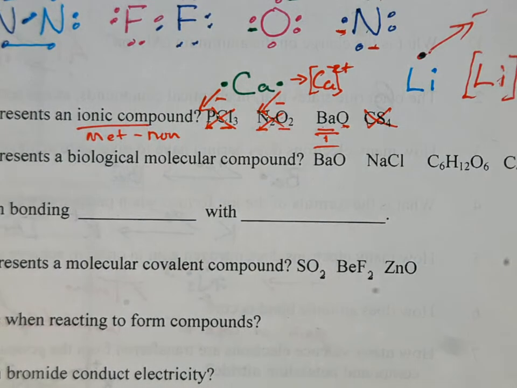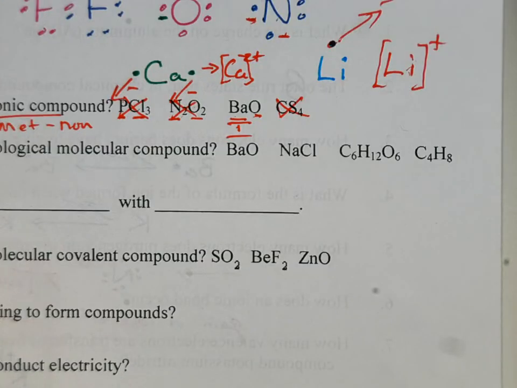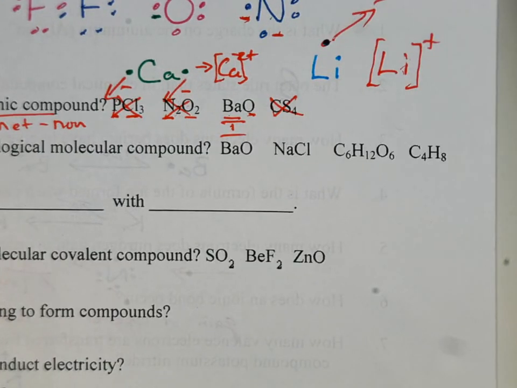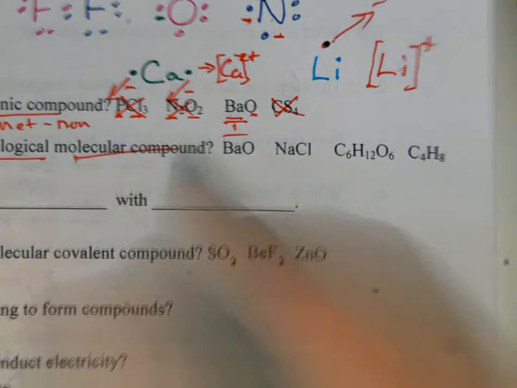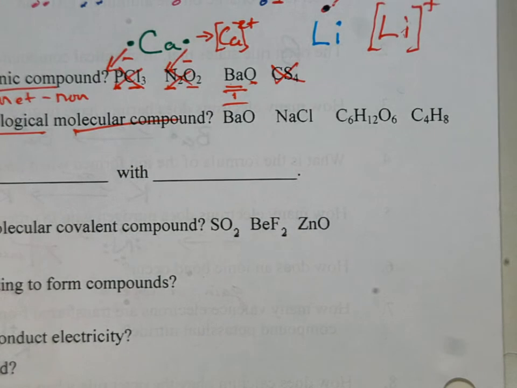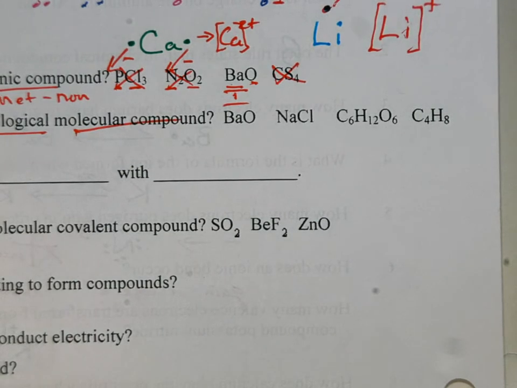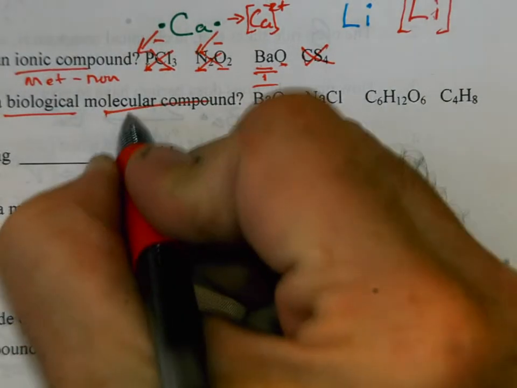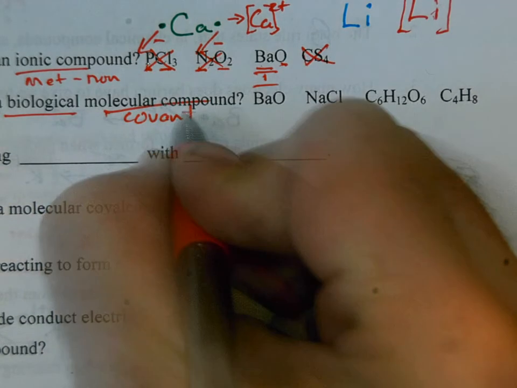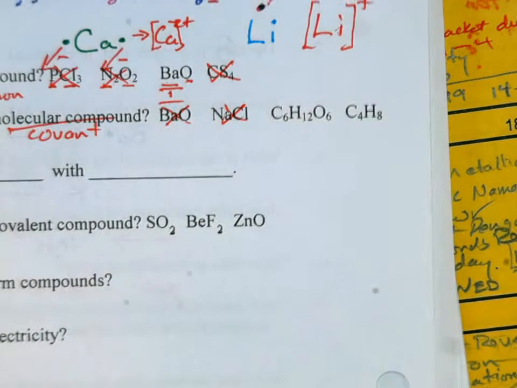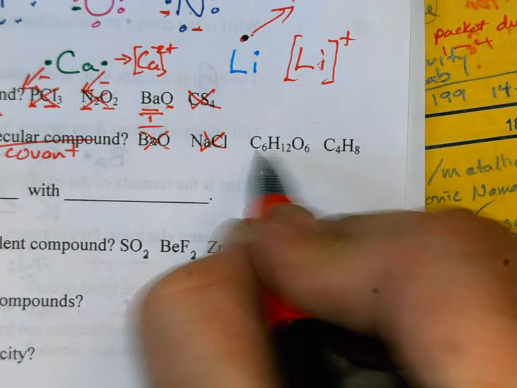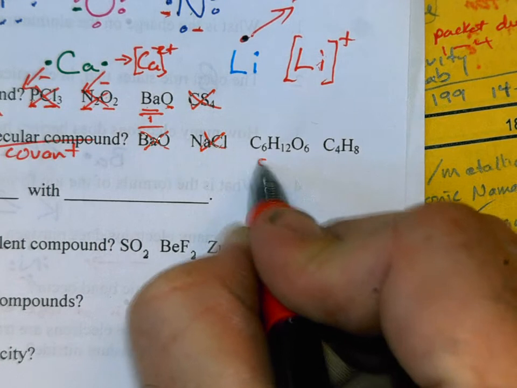Number 21 says, which of those compounds represents a biological molecular compound, okay, so they're made in living things. Whenever you hear molecular compound, a bell needs to go off in your head saying, hey, that's covalent. Okay, so barium and oxygen, hey, that's ionic. Sodium and chloride, hey, that's ionic. Non-metal, non-metal, non-metal, hey, that's covalent, C6H12O6.